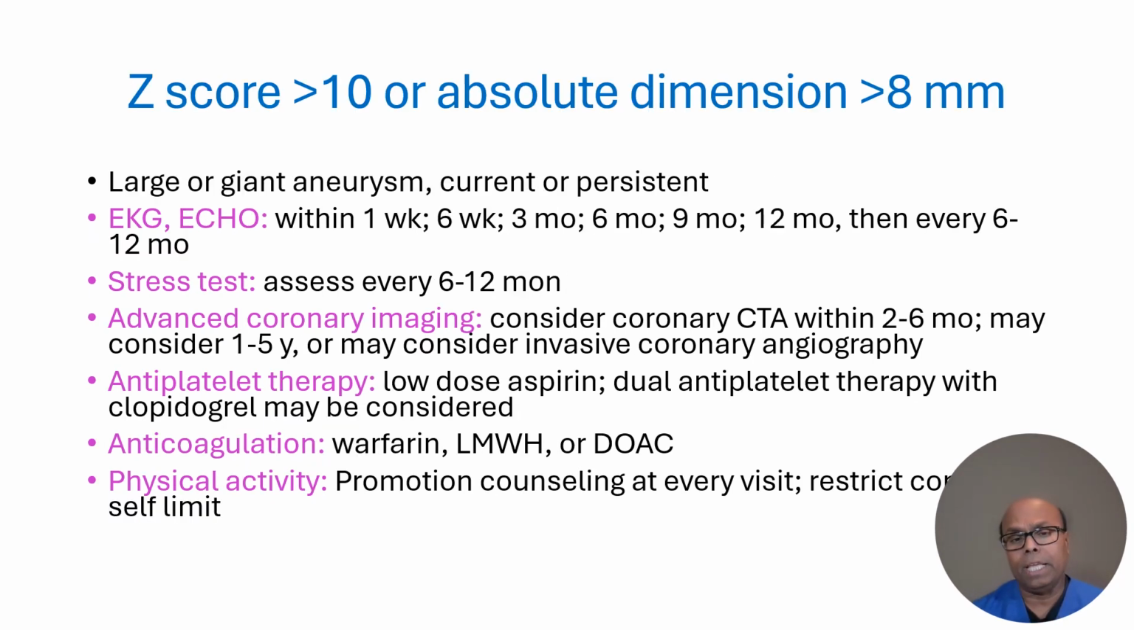The third category is Z-score more than 10, or absolute dimension of coronary arteries more than 8 millimeter.